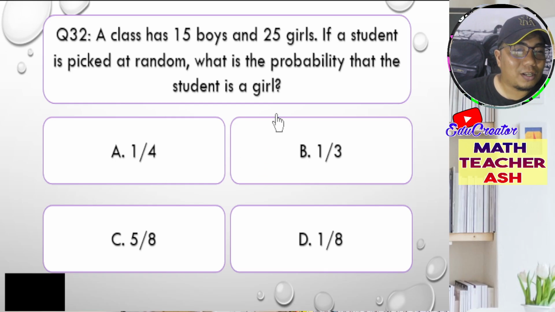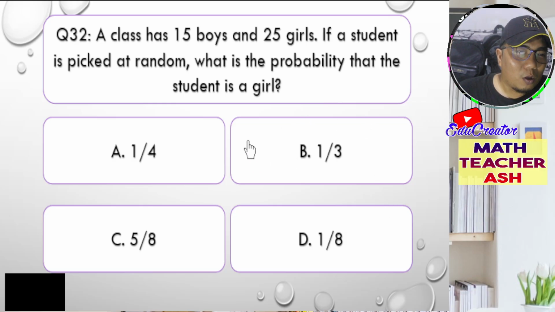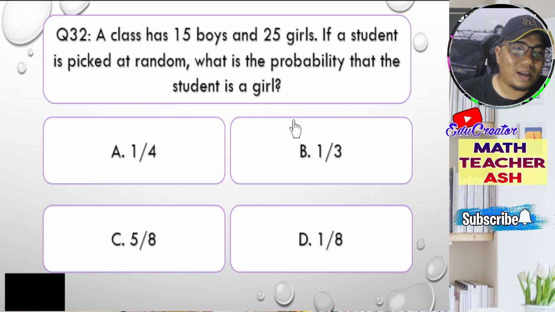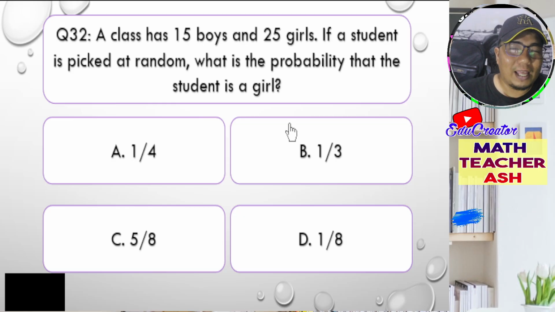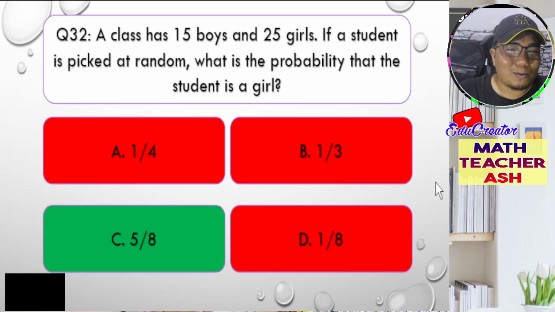Alright, math learners. Now, we have here 15 and 25. So, if we add them in a class, that is a total of 40 students. Among the 40 students, what we need to get is the girl. So, the probability of the girl. How many girls are there? 25 out of 40. If you simplify 25 out of 40, that is divisible by 5. So, that is 5 over 8. Alright, so the correct answer is letter C. I hope you got that one, my dear math learners.